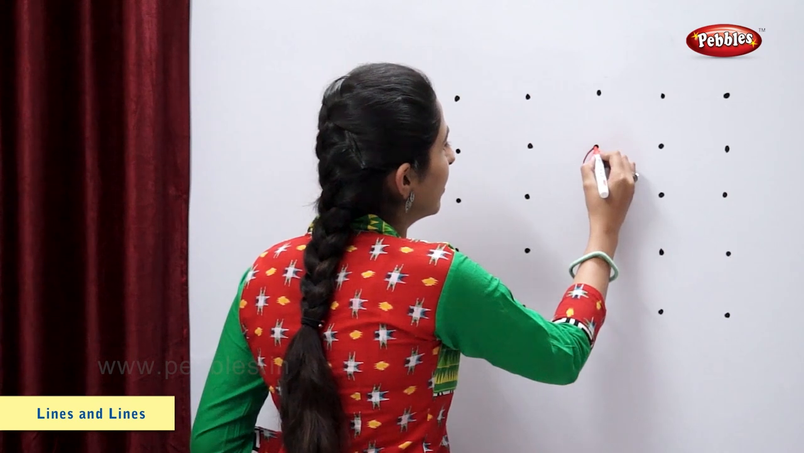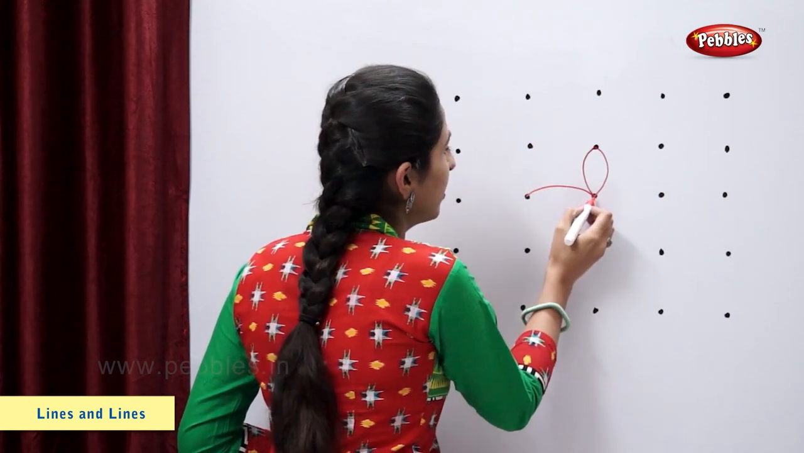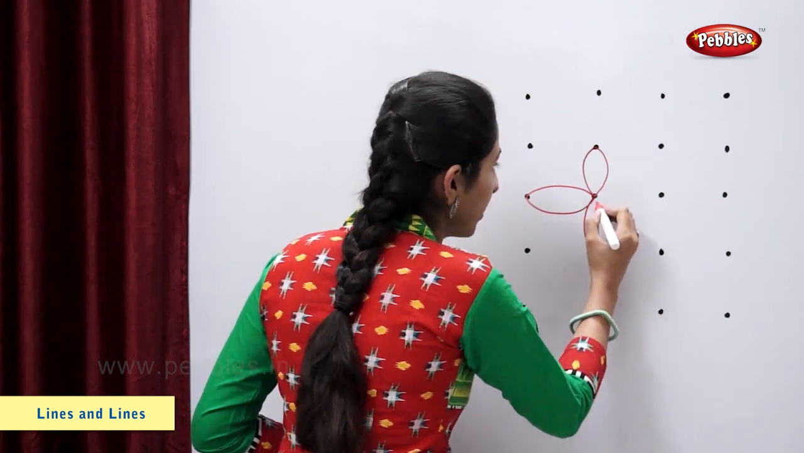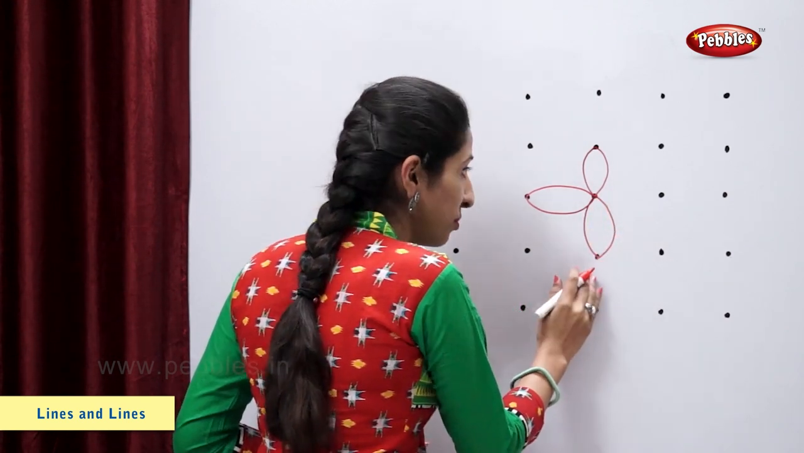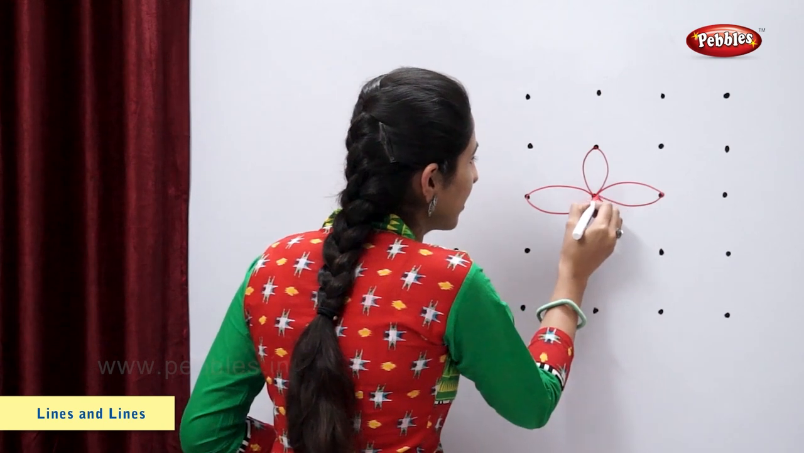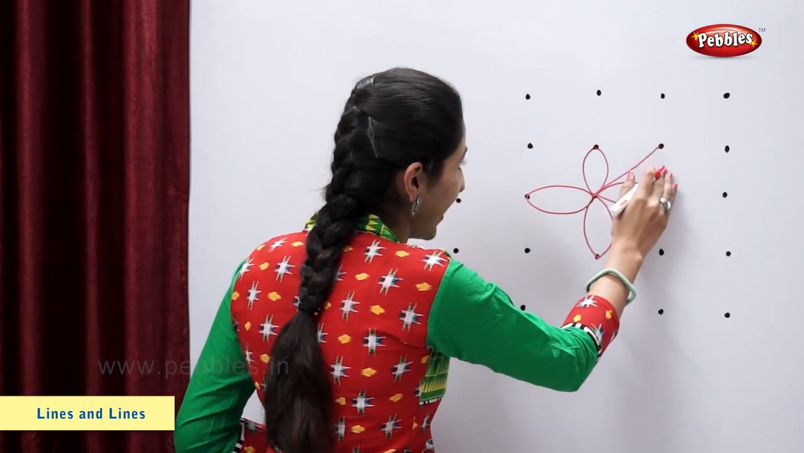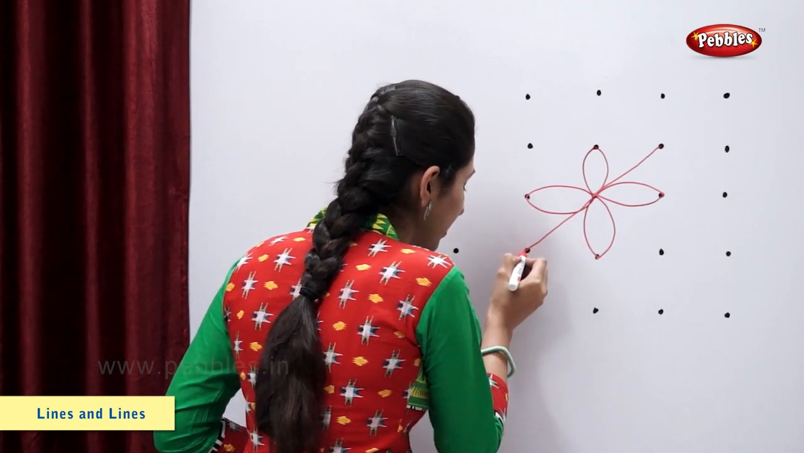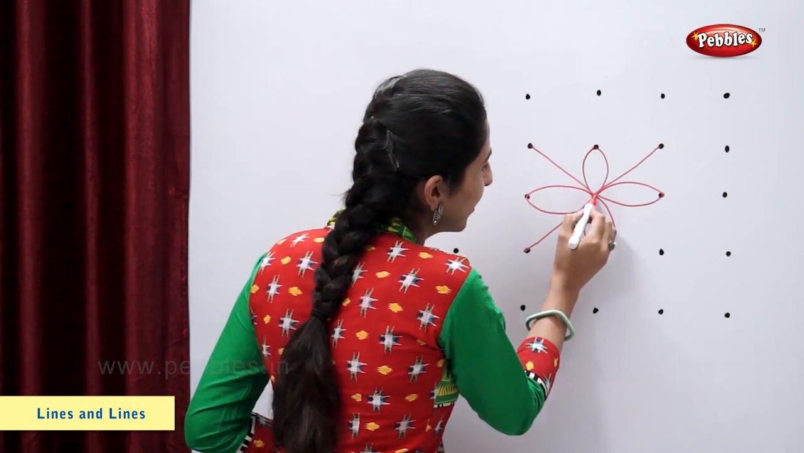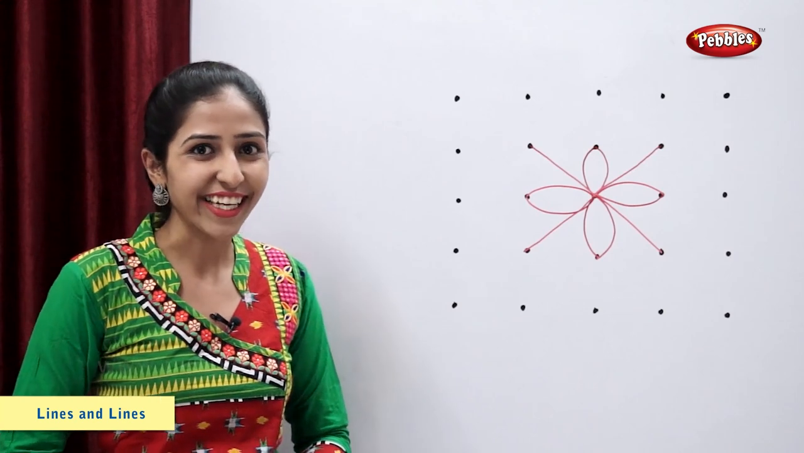A curve, another curve, curve, one more curve, curve, one more curve, curve, another curve. A slanting line. One more slanting line. Slanting line. Another slanting line. So this is our Rangoli design.